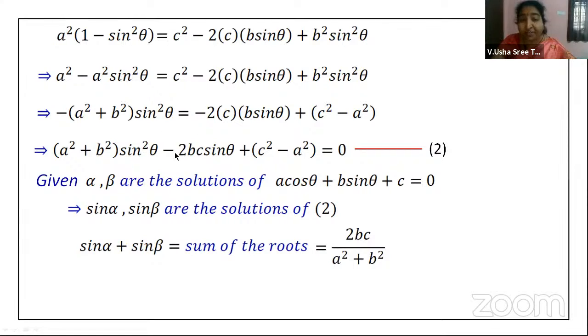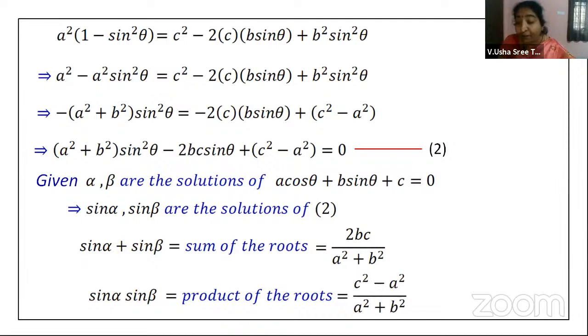Instead of b, you have minus 2bc, and the a value is a square plus b square in this equation. So sin alpha plus sin beta is equal to 2bc by a square plus b square. Then sin alpha into sin beta will be the product of the roots, and the product of the roots will be given by the formula c by a. Here c is c square minus a square, and of course a is a square plus b square. Now this is what we needed to prove, right? So the sum of the roots and the product of the roots we have calculated for the given problem.